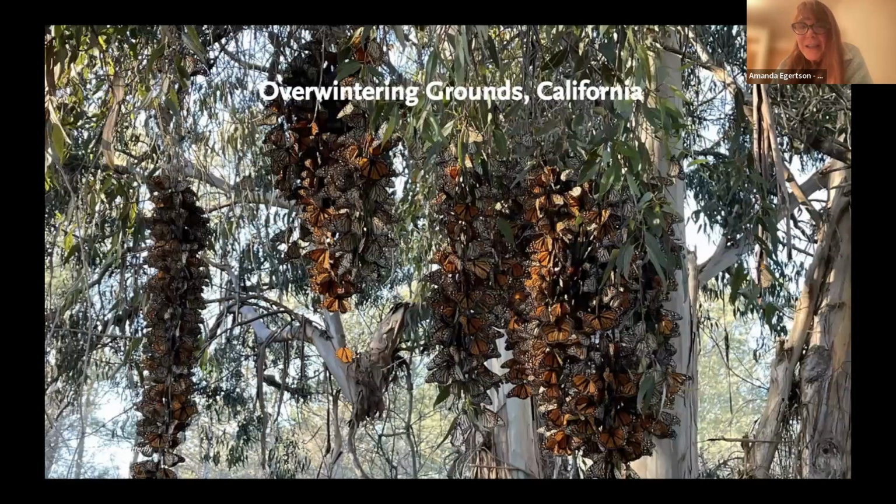Here is a picture that I took of some monarchs in an overwintering ground in California, where they're hanging from eucalyptus trees and other trees, and they gather in these massive clusters. They're going to these places, whether it's the Central Highlands of Mexico or California, because it's cool and damp, and they can slow down their metabolism and nestle in there together, get protection from storms to the best of their abilities, and wait out the winter.